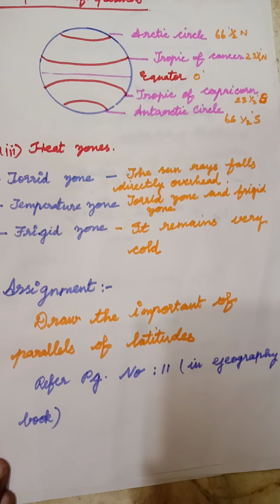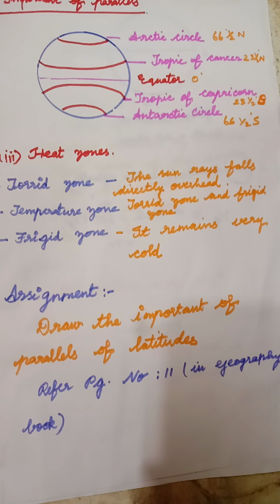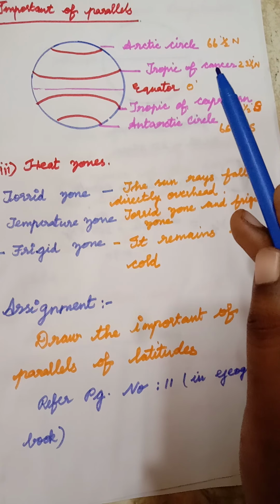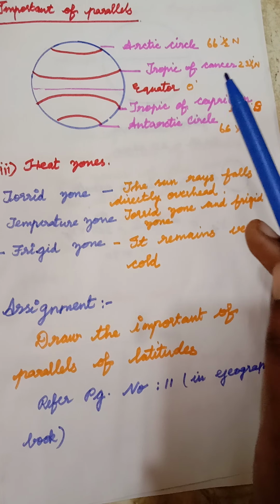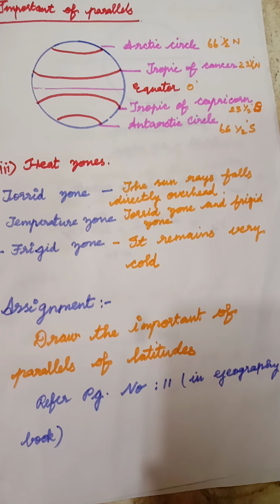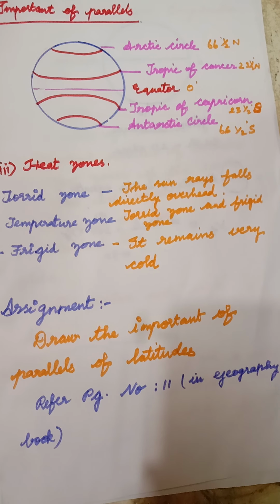Children, the assignment is that you should draw this importance of the parallels and mark the names and the degrees. You can refer to page number 11 in the geography book. This is the assignment. Thank you, children.